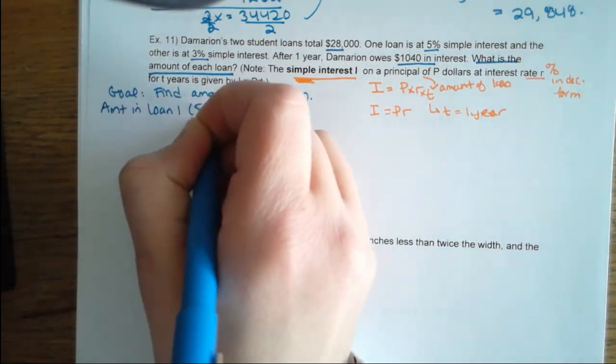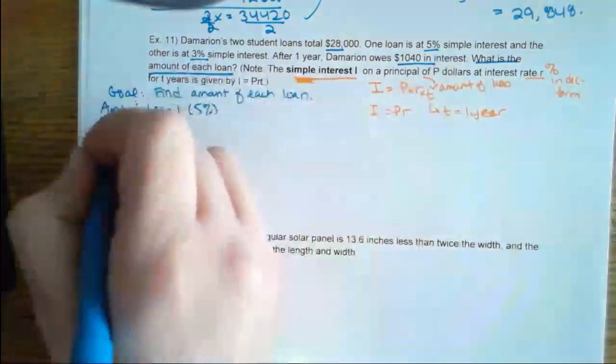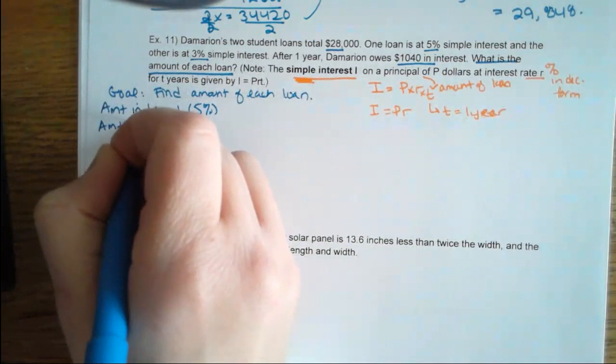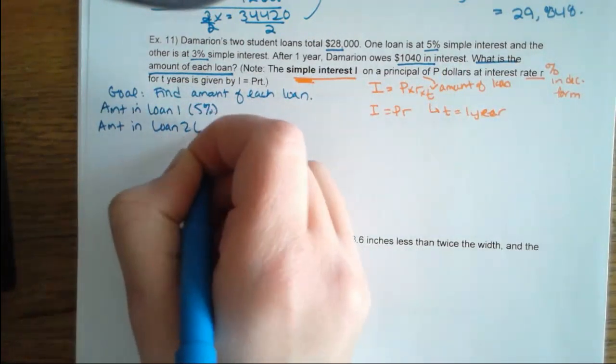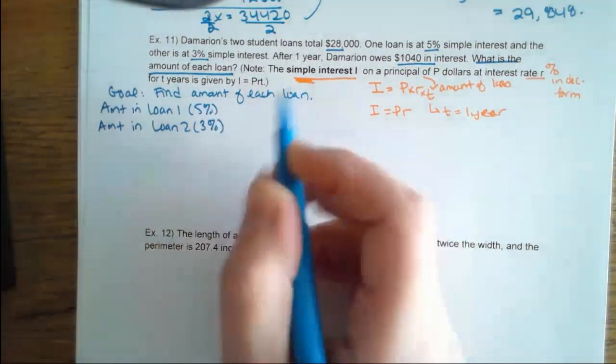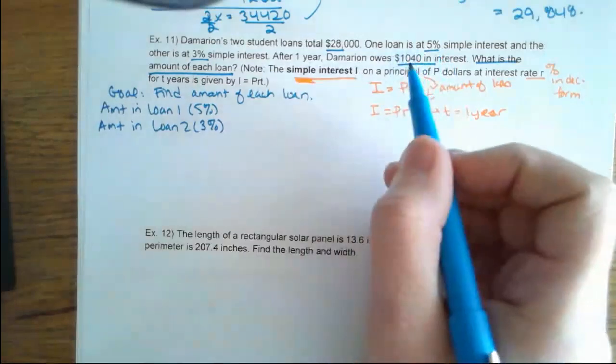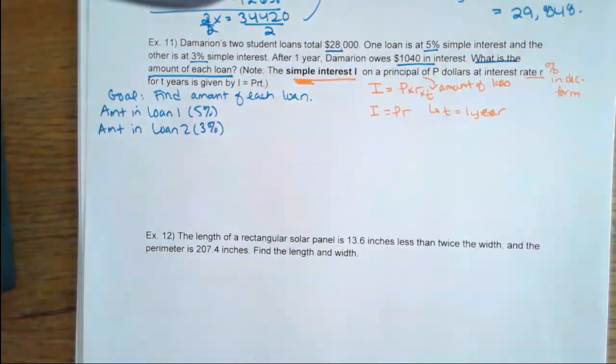I'm going to call that the 5% amount, or the loan, and I need the amount in loan 2, which is the 3%. Again, I don't have any extra information here that says one is this much more than the other, or one is twice the other. There's nothing like that. They're kind of equals here. So I need to find a way to express them.